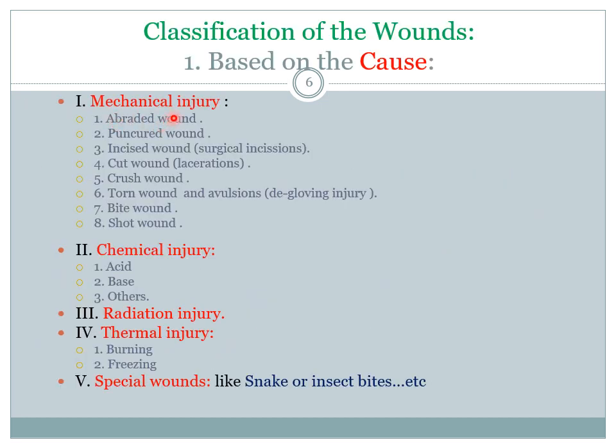Mechanical injuries include abrasions or abraded wounds, puncture wounds, incised wounds, or what's called surgical. Some examples are surgical incisions, cut wounds or lacerations, crush wounds, torn wounds and avulsions, what's called degloving injury, bite wounds, and shot wounds. All these above are mechanical injury wounds.